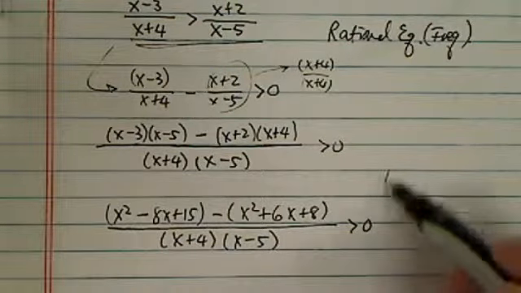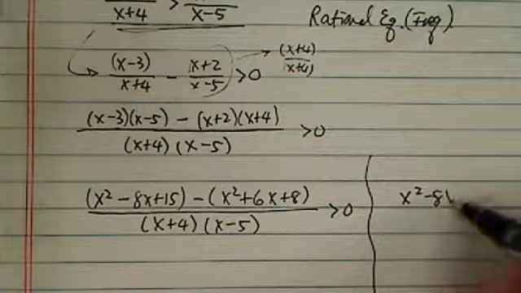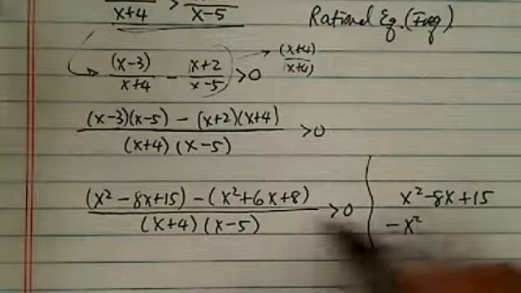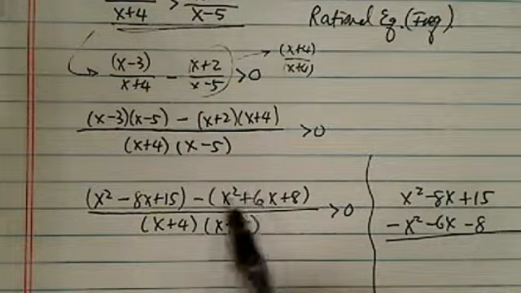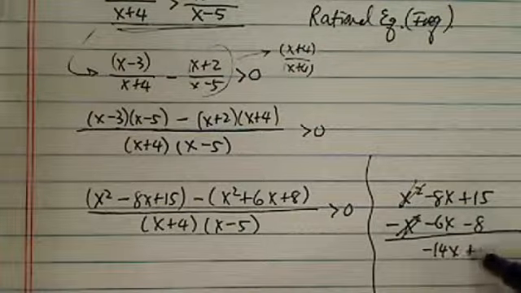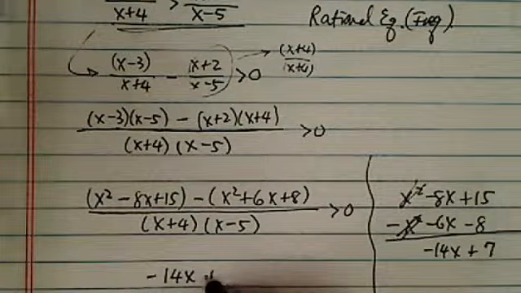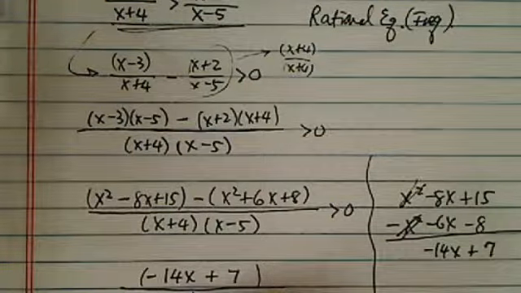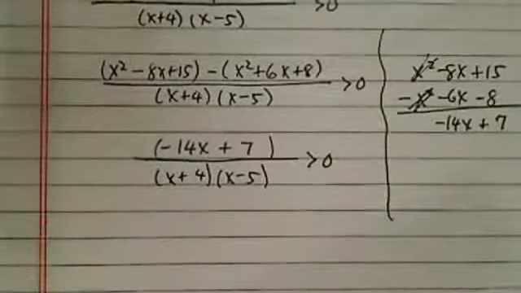Now I need to clean the top up a little bit. The best way to do this is do it on the side, so that you don't mess your work up at the same time. Minus x squared here, minus 6x, so that later on you can check your work a lot easier. What I did is I distributed the minus sign in there. This one cancels out. I have a minus 14x, and then I have a plus 7. So that's what I have on top. I have minus 14x plus 7 divided by x plus 4 times x minus 5. Now I want this inequality to be bigger than 0.